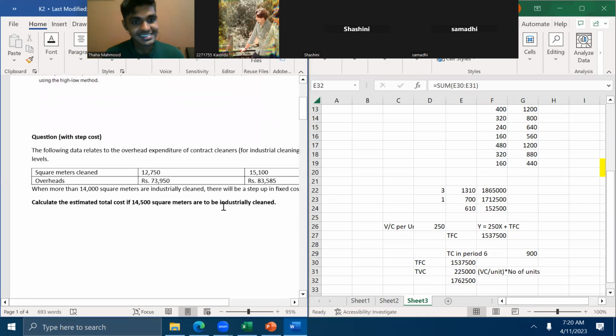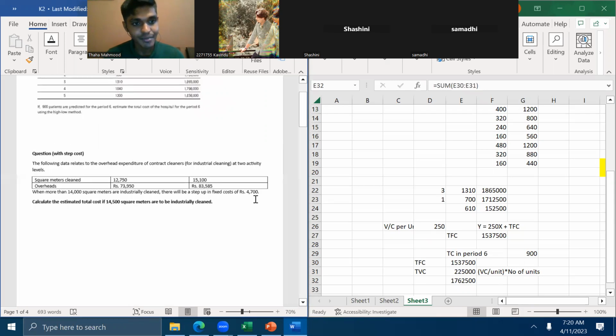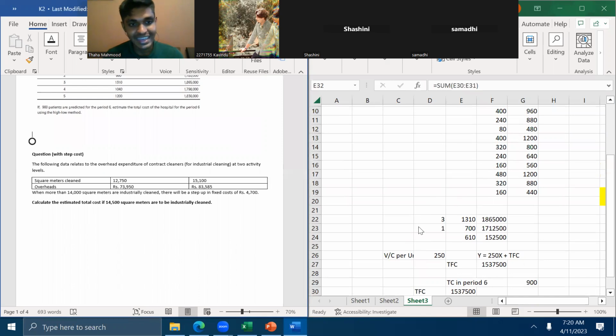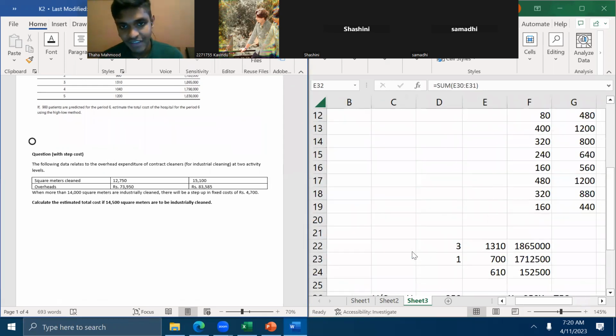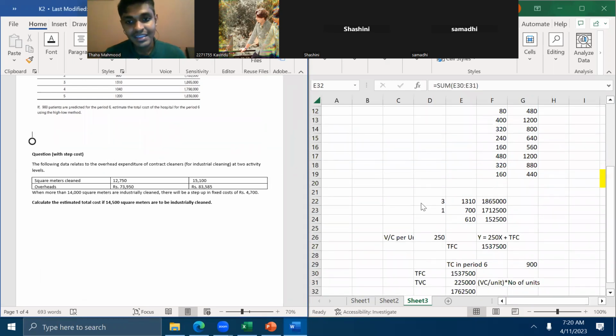All right, let's move to the next question. This is also an area which could be tested, because we have been taught step cost. With step cost, how do you separate the variable portion and the fixed portion of a semi-variable cost? We haven't done it in our lecture series, I believe. I give you all 2-3 minutes to try this out on your own.